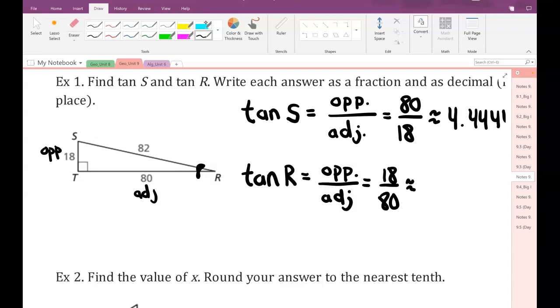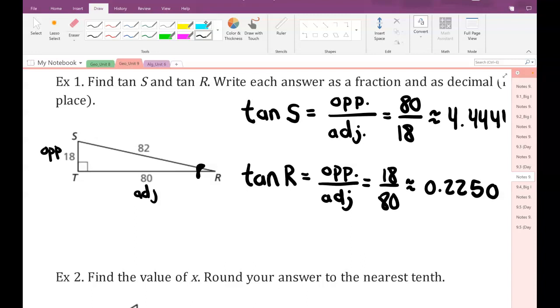As a decimal, it would be 0.2250. Just dividing 18 by 80. So this is just the basic first step. How do I find the tangent of an angle? Well, you take the length of the opposite leg divided by the length of the adjacent leg.